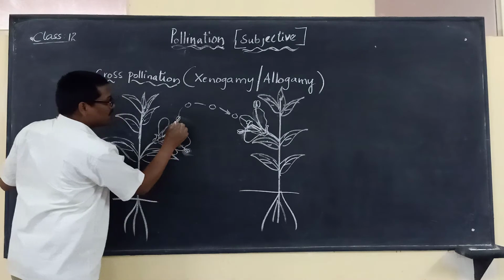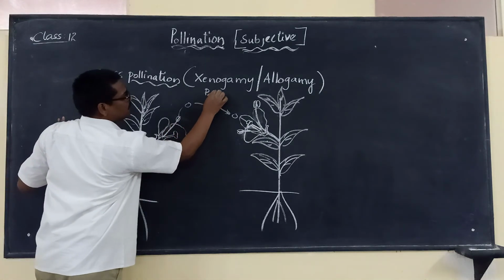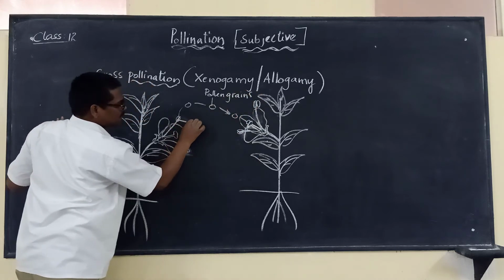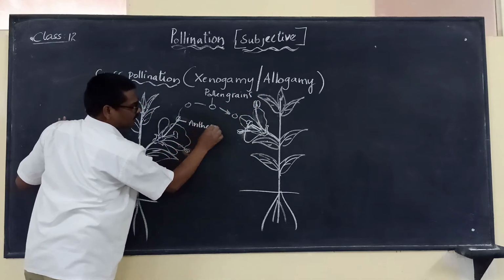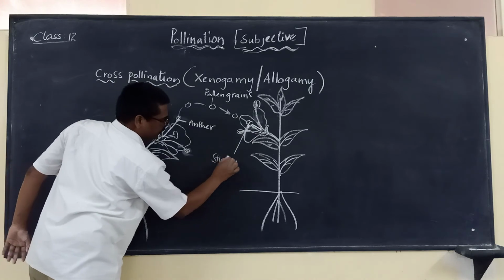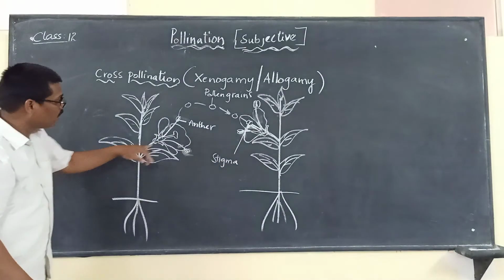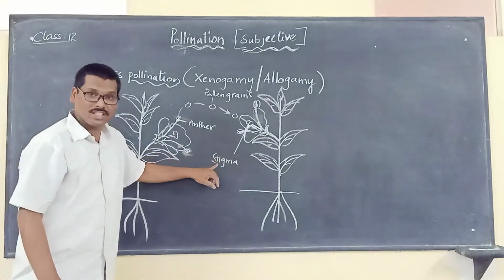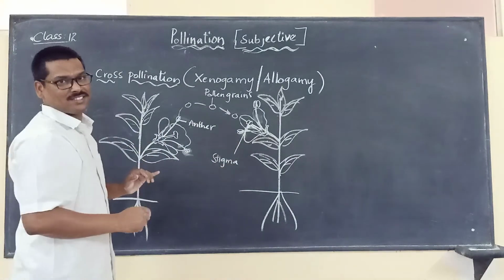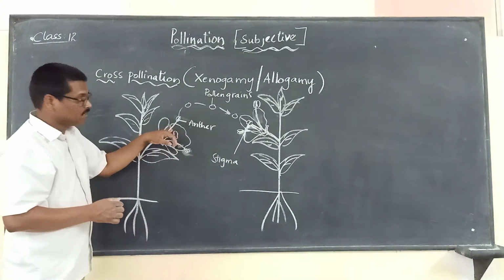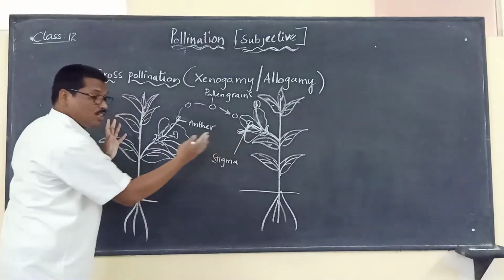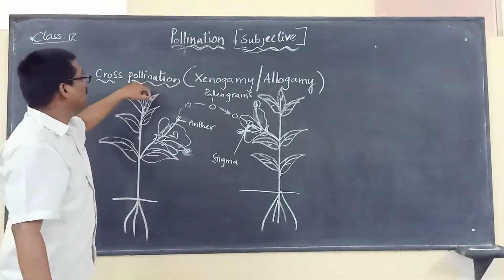So transfer of pollen grains. These are the pollen grains, and this is the anther, and this we are calling the stigma. So transfer of pollen grains from the anther to the stigma of two different flowers born on two different plants. Transfer of pollen grains between two flowers born on two different plants. What is it called?